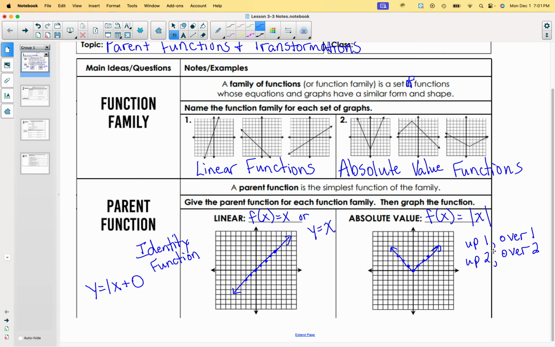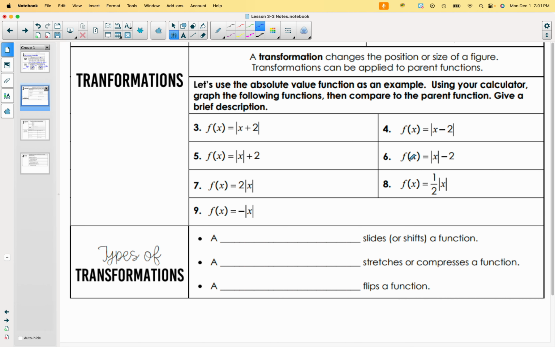So pay attention to that, because we're going to talk about the movements of the graphs with some of our transformations. So now we're going to talk about a transformation. A transformation changes the position or size of a figure, and you did some of these in geometry class. Transformations can be applied to parent functions. So we're going to use the absolute value function as an example. You should get your calculator out. We're going to graph the following functions, and we're going to compare them to the parent function.